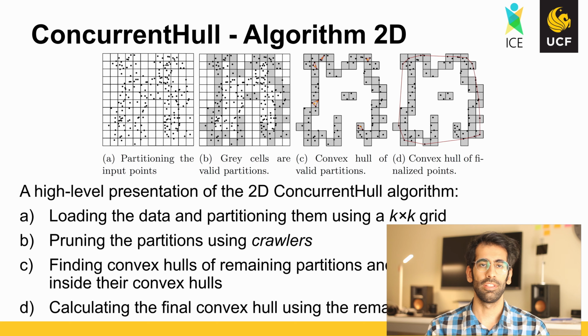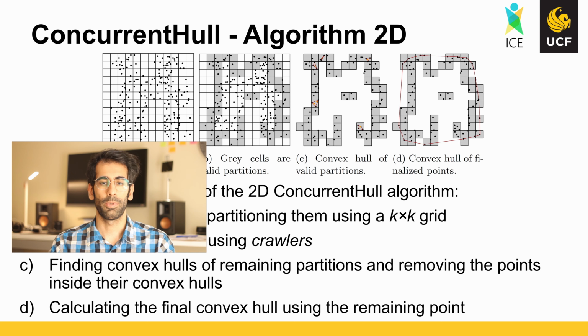A valid partition is a partition that we assume might have a point inside it that is a part of our final convex hull. And an invalid partition is a partition that we are sure none of the points inside it would be a part of the final convex hull. After finding the valid partitions, we will find the convex hull of the points inside each of these partitions and remove the points that are inside those convex hulls. After all of these prunings are done, we will find the convex hull for the remaining points, which is the convex hull of the input problem.